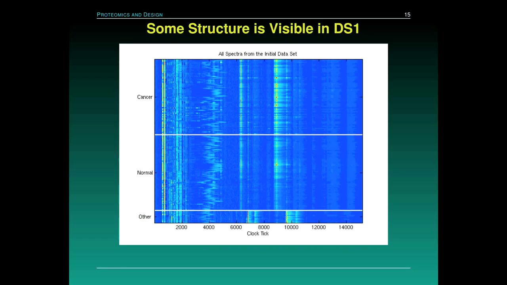And what I'm going to show you now is a heat map, the entire set of proteins for all 216 spectra. So, here are the samples on the y-axis: cancers, normals, benign disease. On the x-axis is time, clock tick. The color indicates the intensity. Where the yellow is, those are cases where the big peaks are, and things like that. Blue means not too much showing up.